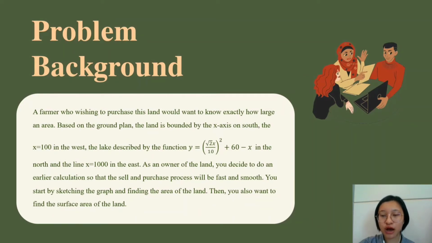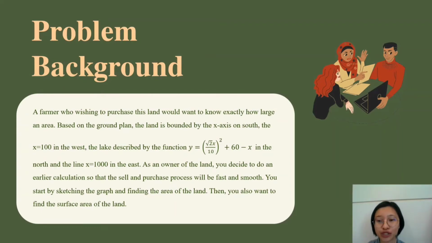So I will now continue our group presentation with the problem background. As you can see on the slide, a farmer who wishes to purchase this land would want to know exactly how large an area. Based on the ground plan, the land is bounded by the x-axis on the south, x equals 100 in the west, the lake described by the function y equals (square root of 2 times x/10) squared plus 60 minus x in the north, and the line x equals 1000 in the east.